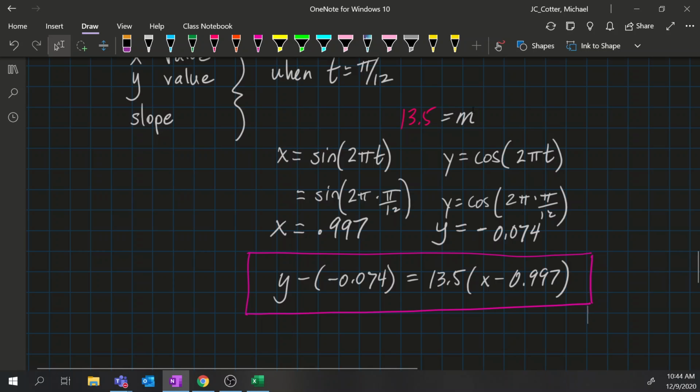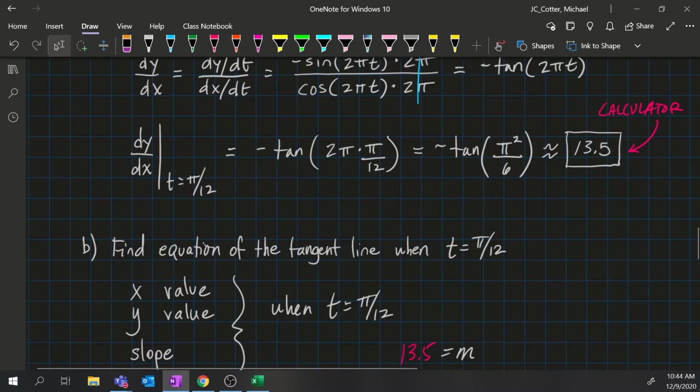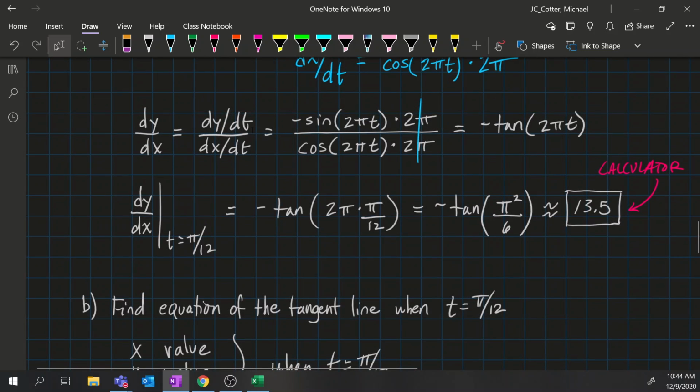So again, every tangent line in this class is going to be an x value, a y value, and a slope. The only difference here is that to find the x value, instead of it being given, you have to figure it out based on what t is. To find the y value, you have to figure it out based on what t is. And then the slope is going to be dy/dx, which requires us to use this formula that we identified earlier, dy/dt divided by dx/dt.